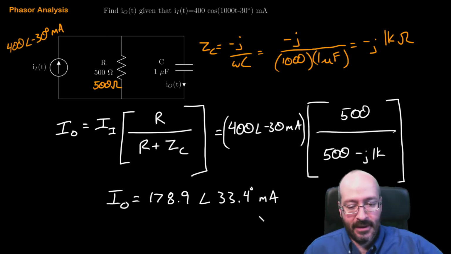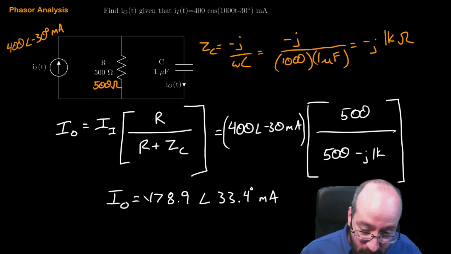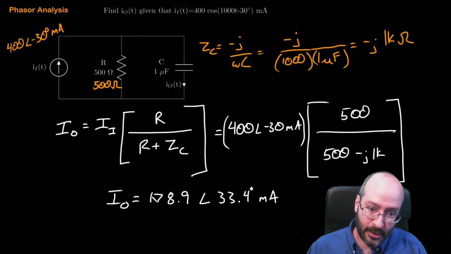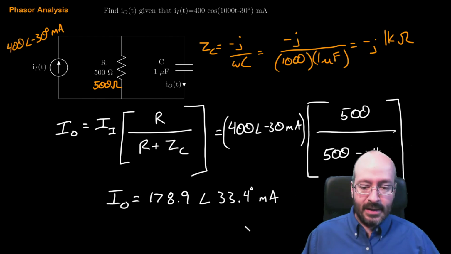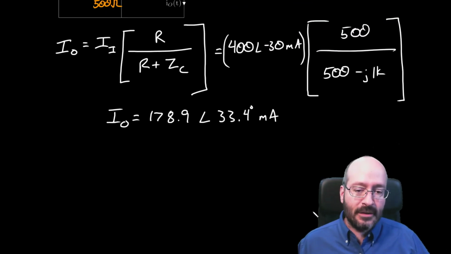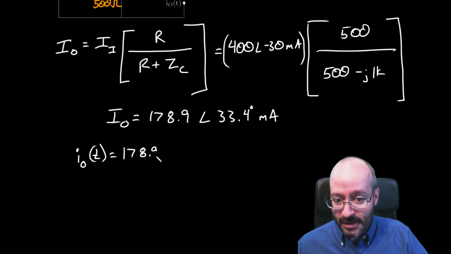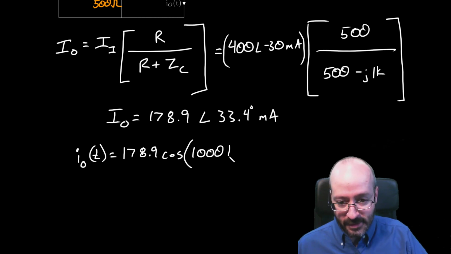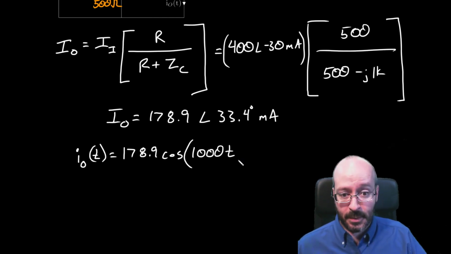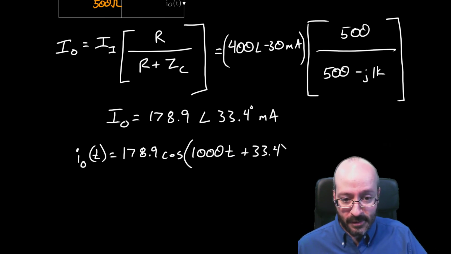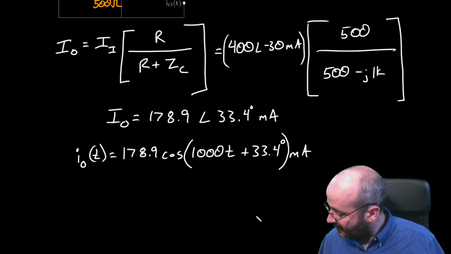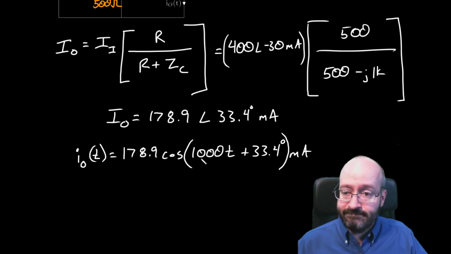So be really careful that you check the exponent of the magnitude there. It's going to end up being in milliamps. Now, that's our phasor domain solution. We want to move back to the time domain. So we say I out as a function of t is 178.9 cosine. Omega, go back up, was 1,000, right? If you forgot it, go look for it. 1,000 t, because the frequency doesn't change for these problems, plus 33.4 degrees. And all of that is in milliamps. Okay. And that's it. Not too bad.